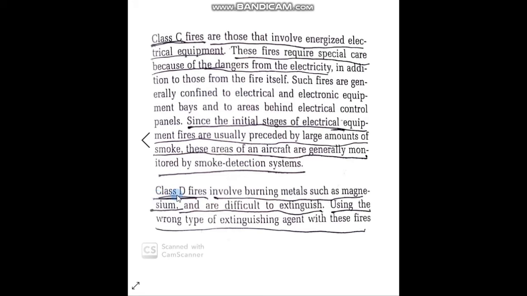The fourth class, Class D fires, involve burning metals such as magnesium and are difficult to extinguish. Using the wrong type of extinguishing agent with these fires may not only be ineffective, but may even cause the fire to spread. Although these types of fires are not common in aircraft during flight, they can occur in maintenance shops where metal shavings may ignite when exposed to intense heat, such as from a welding torch or high voltage source.